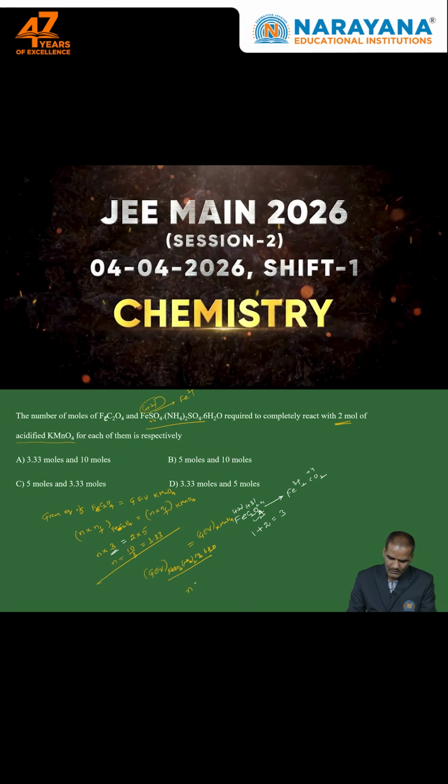So the number of moles into its N factor is 1, and similarly for KMnO4, as usual, the number of moles is given as 2 and the N factor is 5. So then N is equal to 10. So in case of ferrous ammonium sulfate, the Morse salt, the number of moles required is 10, and in case of ferrous oxalate it is 3.3. Hence it is the first option, 3.33 and 10 moles respectively.